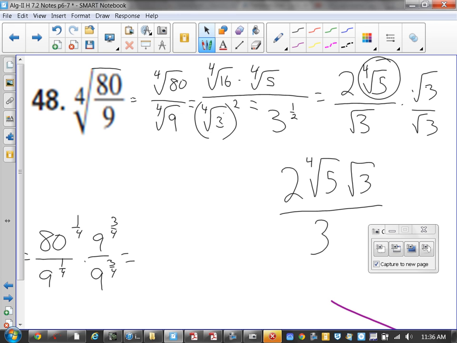Yes, ma'am? Why did the one down in the left corner not work out? The fraction. In order to combine those terms, multiply the 80 to the 4th times 9 to the 3/4, you have to have the same base. The only common base I can get for 9 would be 3 and 1. 80 is 1, 2, 4, and a lot more. So it just wouldn't look that way, so we'd have to go the other way.